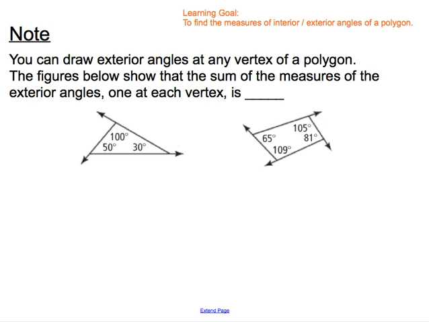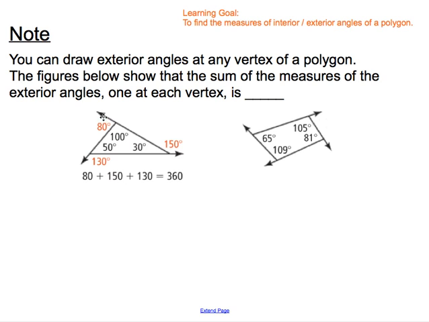Now remember, we've talked about exterior angles before, specifically when dealing with triangles. We can find the sum of the measures of the exterior angles. So remember, if this angle is 100, this exterior angle, because of the linear pair postulate, is going to have to be 80 degrees. 180 minus 50 is going to tell us that this one is 130 degrees. And finally, 30 is going to have to give us an exterior angle of 150. So if we take what we know, we have the 80 plus the 150 plus 130, we'll see that that's 360 degrees. So the exterior angles of a triangle add up to 360.